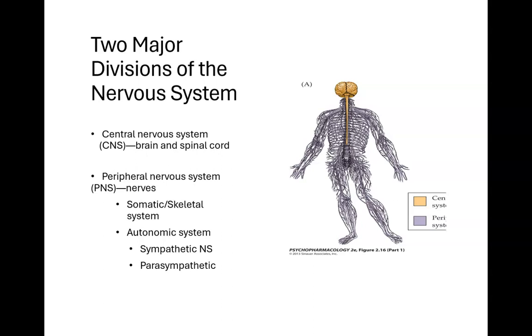Then we also have our peripheral nervous system, which is made up of the nerves that branch out from the brain and the spinal cord. We can further divide the peripheral nervous system into different subsections. So we have what your textbook calls the somatic nervous system. It is also sometimes referred to as the skeletal nervous system. And then we have the autonomic nervous system, which can further be subdivided into the sympathetic nervous system and the parasympathetic nervous system.